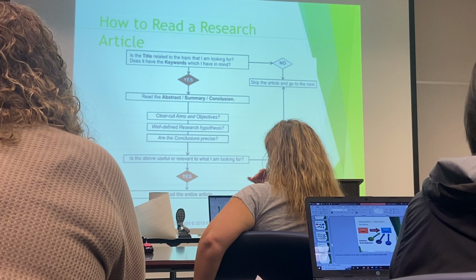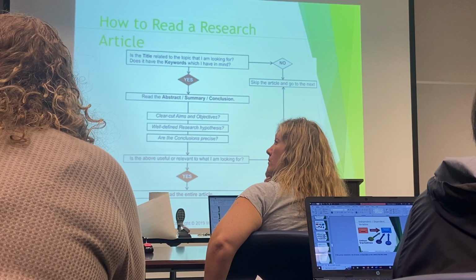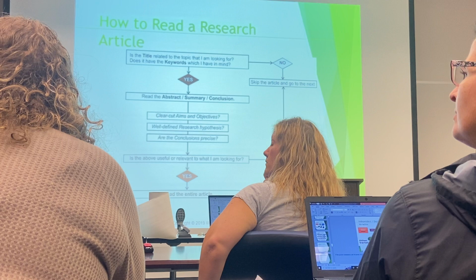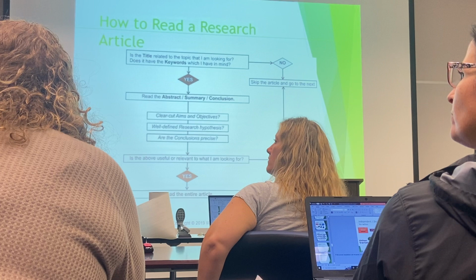The place where people lost points last semester was mostly not turning things in on time. Just get your stuff turned in on time. Even if it's not your best work, turn it in on time. Get your feedback on it, fix what needs to be fixed, and then turn it back in. But turn it in on time, so you can get the points that you need.